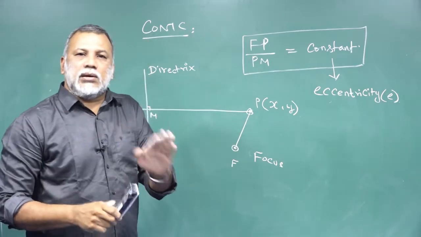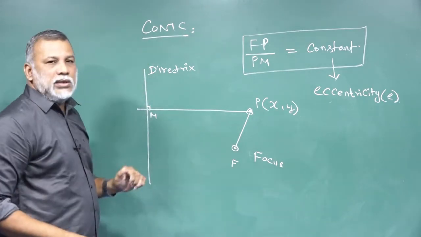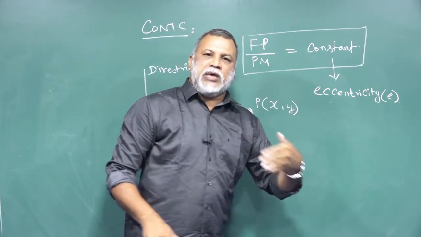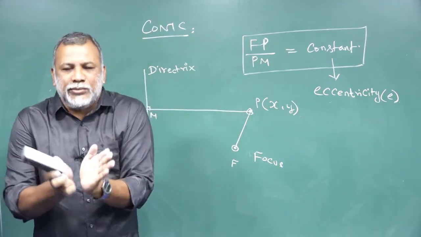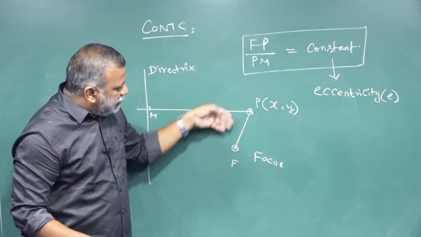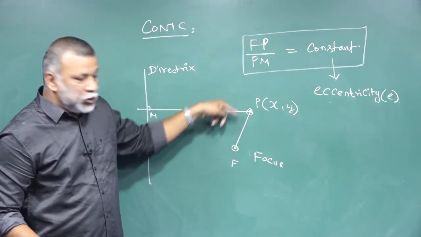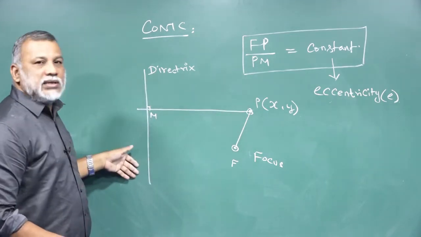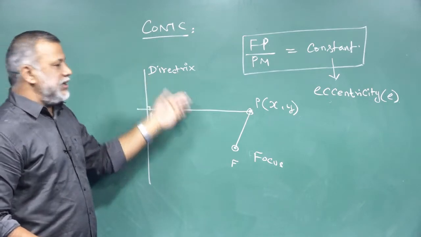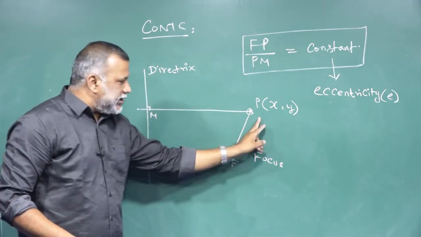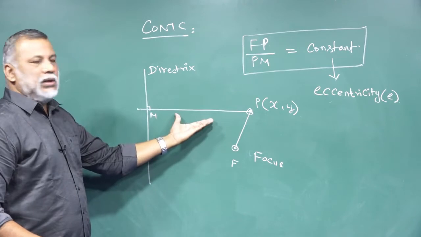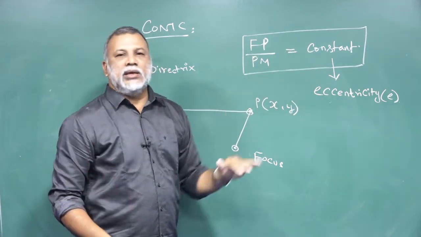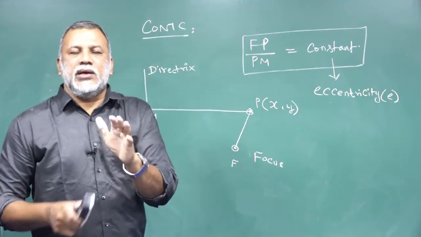So this is the common definition of this conic. FP by PM will produce a constant E. So FP by PM equal to E. That's all, that is the simplest way to explain. What is the meaning of FP? Distance between these 2 points. This is the fixed point, this is the moving point. This is called a fixed line, the name is directrix. We find the distance from this point to this straight line; that is called PM. So FP by PM equal to constant, denoted by E. This is the basic definition of a conic.